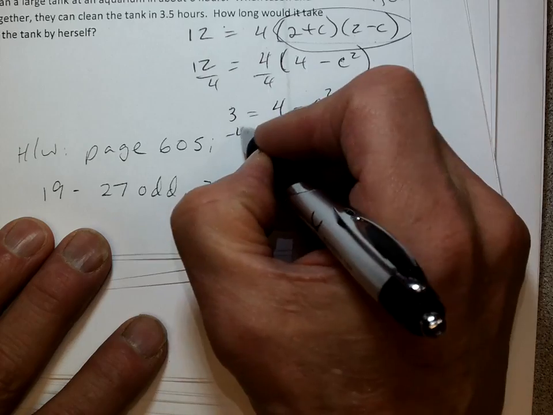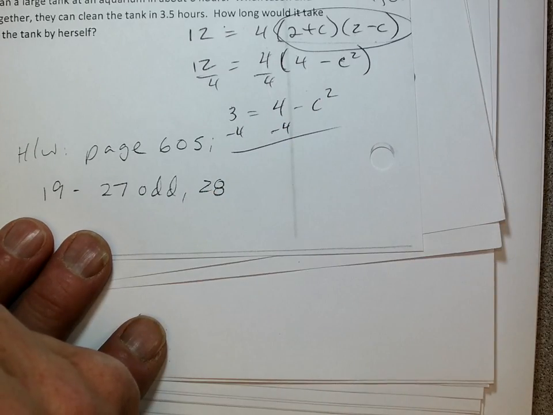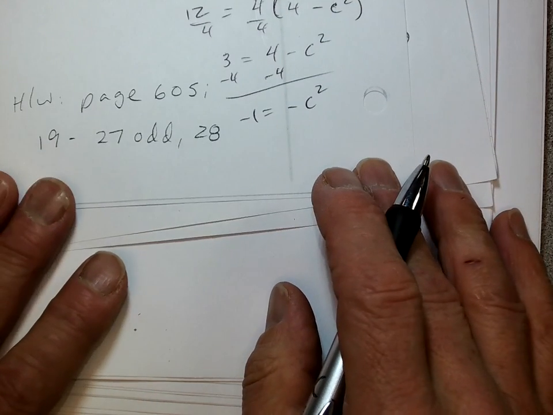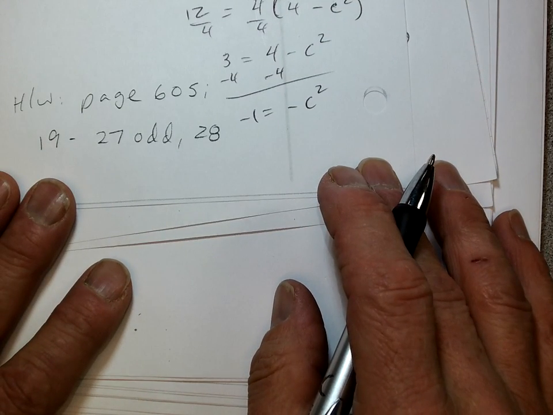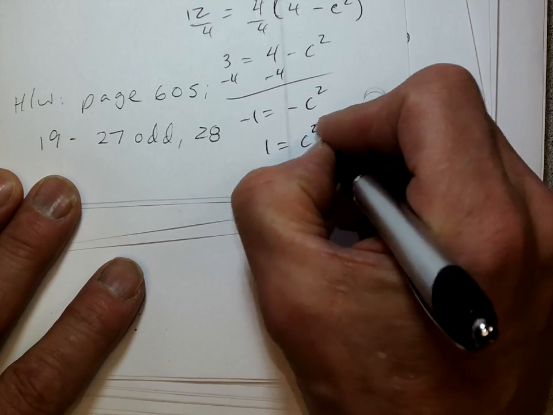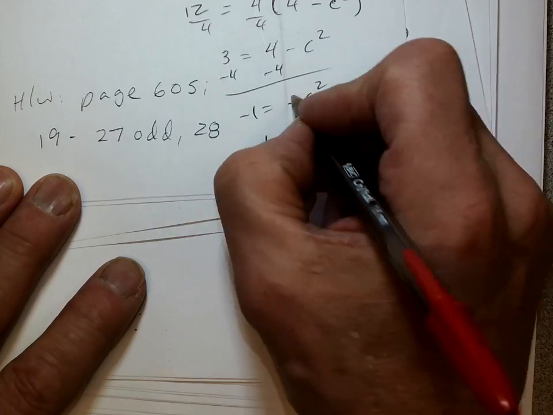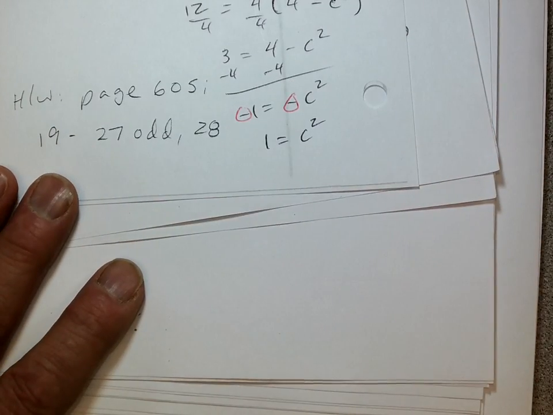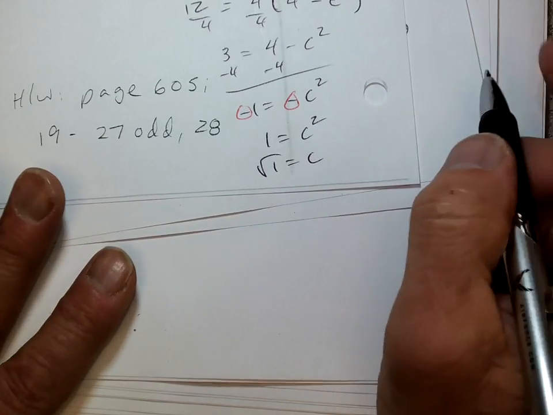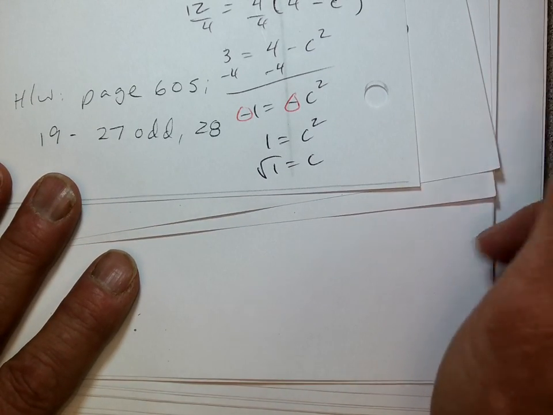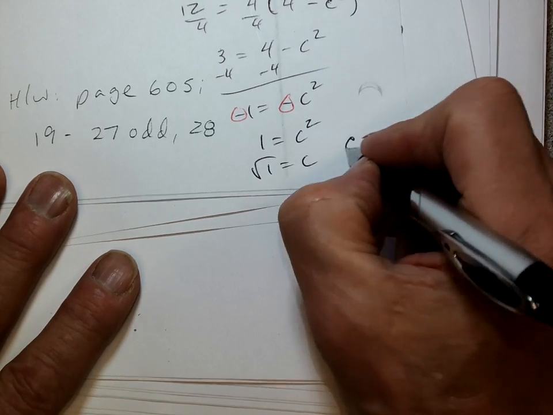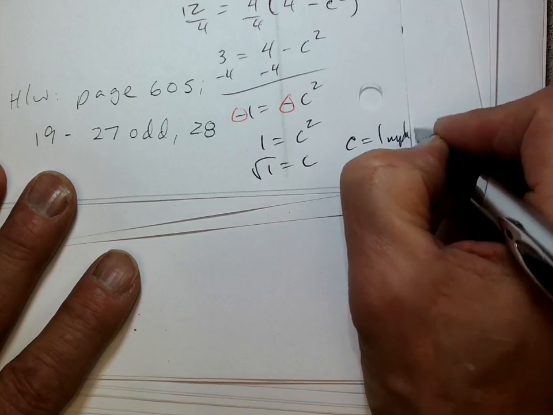Minus 4, minus 4. How am I doing? I got negative 1 equals negative c squared. Divide by negative and get rid of the negative, so I got 1 equals c squared. Just basically divided by the negative, got rid of it. Square root it, right? And what's the square root of 1? 1. It is 1. And negative 1, but negative 1 wouldn't make any sense. You can't have a negative current. That I'd like to see. So then the current is just 1 mile per hour, okay?